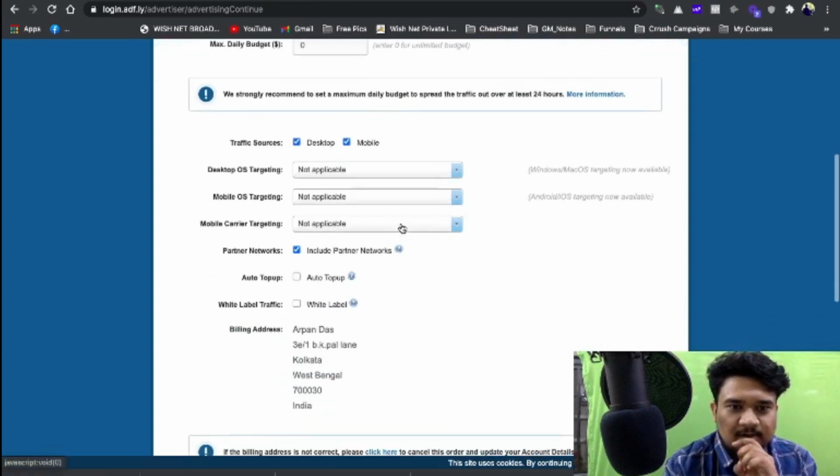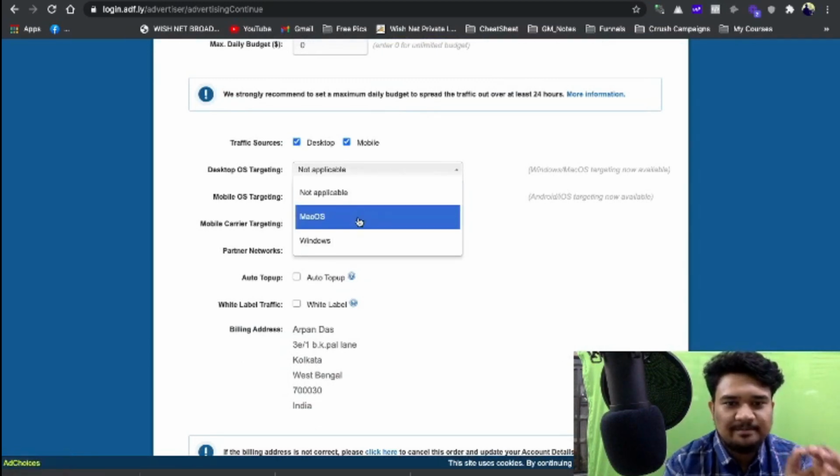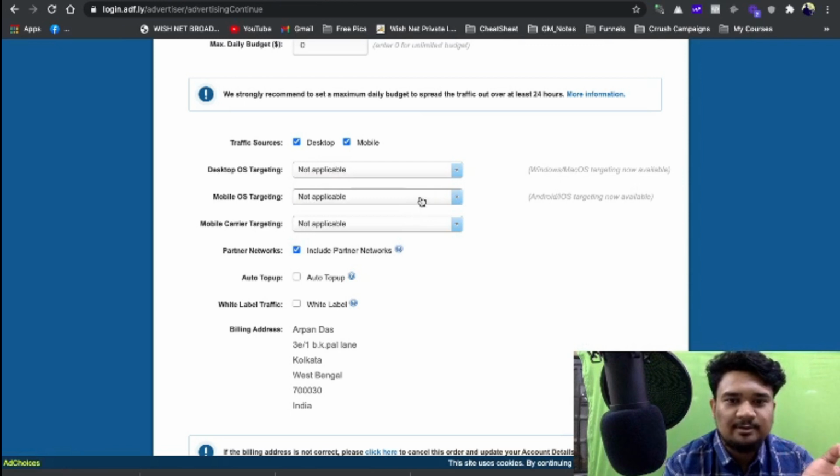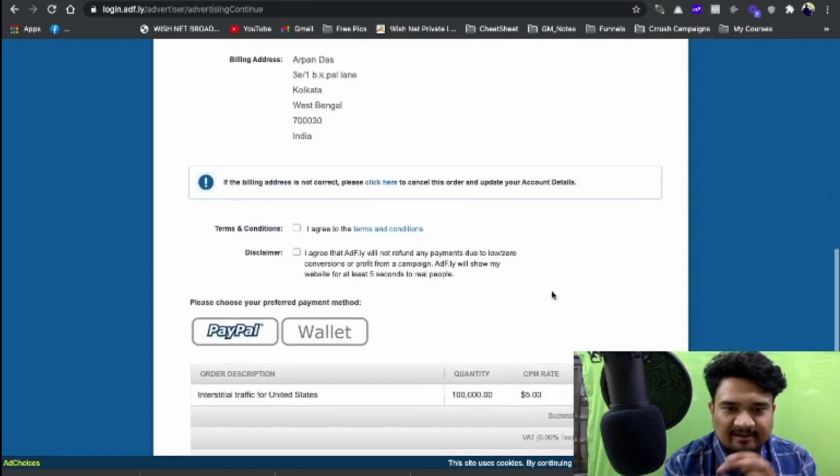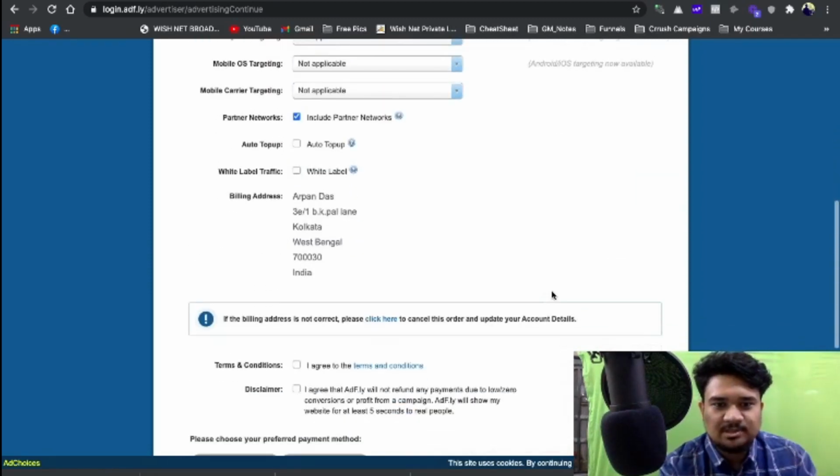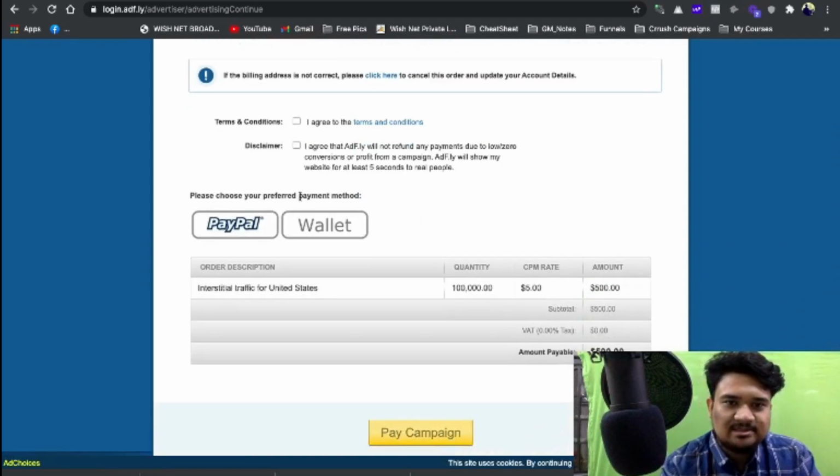Now here is the targeting part. Like desktop OS targeting, you can do either Mac or Windows. Similarly in mobile you can do Android or iOS. It totally depends upon you. After completely checking all these portions, you need to go down and just pay them using PayPal. I generally pay them using PayPal.